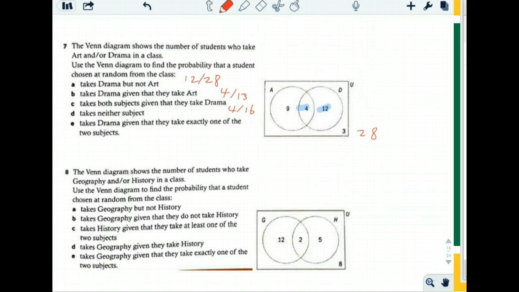What's the probability that they take neither subject? Neither subject would be these 3 on the outside. So that would be 3 out of 28. Takes drama given that they take exactly one of the two subjects. So given that they take exactly one of the two subjects, what's the probability that they take drama? 12 out of 21, right?